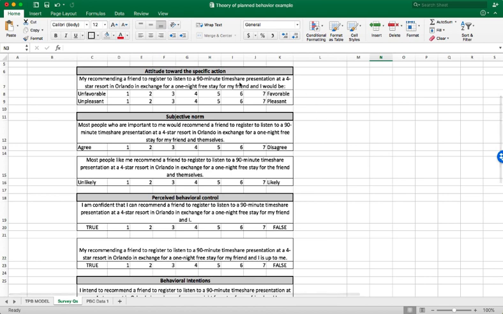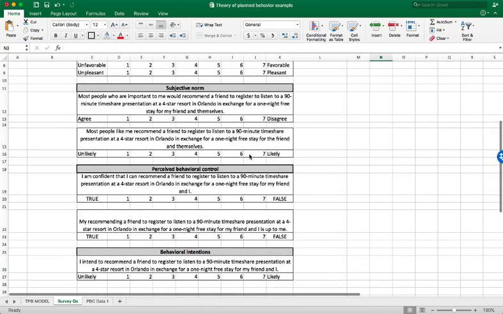And then here we have the survey questions for each variable in the model. So attitude toward the specific action, my recommending a friend to register to listen to a 90-minute timeshare presentation, would be unfavorable, favorable, unpleasant, pleasant. Subjective norm, most people who are important to me would do the behavior. And so agree or disagree. A second item says most people like me recommend a friend to register for the timeshare presentation, unlikely to likely. So all of these are 1 to 7 scales.